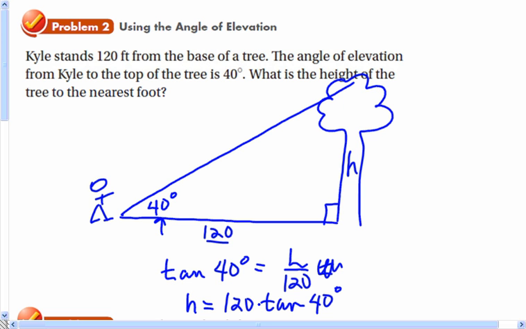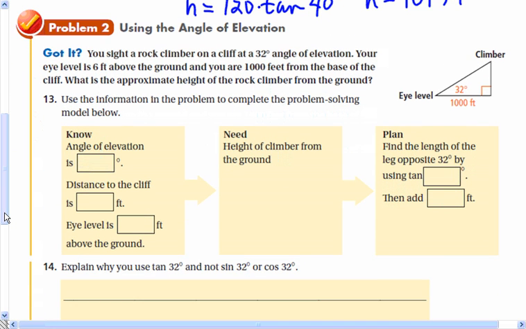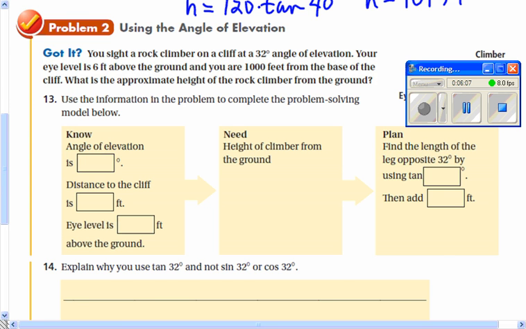We're going to get out our calculator and do a little calculating there. If you do 120 times the tangent of 40 degrees, and again, make sure that your calculator is in degree mode, you will find that rounded to the nearest foot, the height of the tree is about 101 feet. All right, so go ahead and see if you can fill this in. This is a little more realistic because you are including the eye level in this problem. But go ahead and try it, and you can check back with your answer.